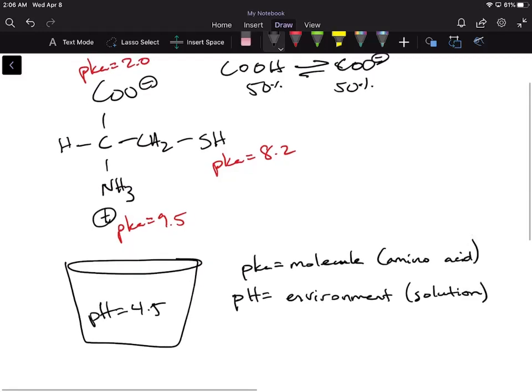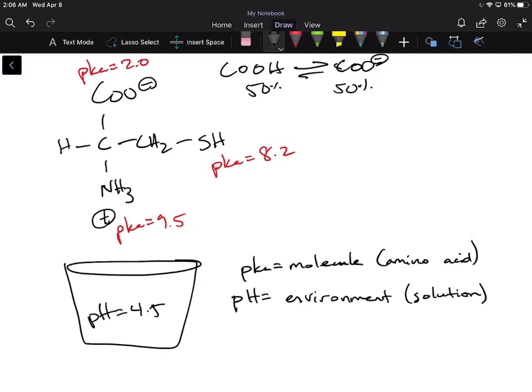Okay, so the way I'm going to do it is I'm just going to write out the pKa's next to each pH. So we're going to look at it like this. The pKa, which refers to the molecule, is equal to 2.0, and the pH, which refers to the solution, is 4.5. This is for the COO minus group, or the carboxyl group.